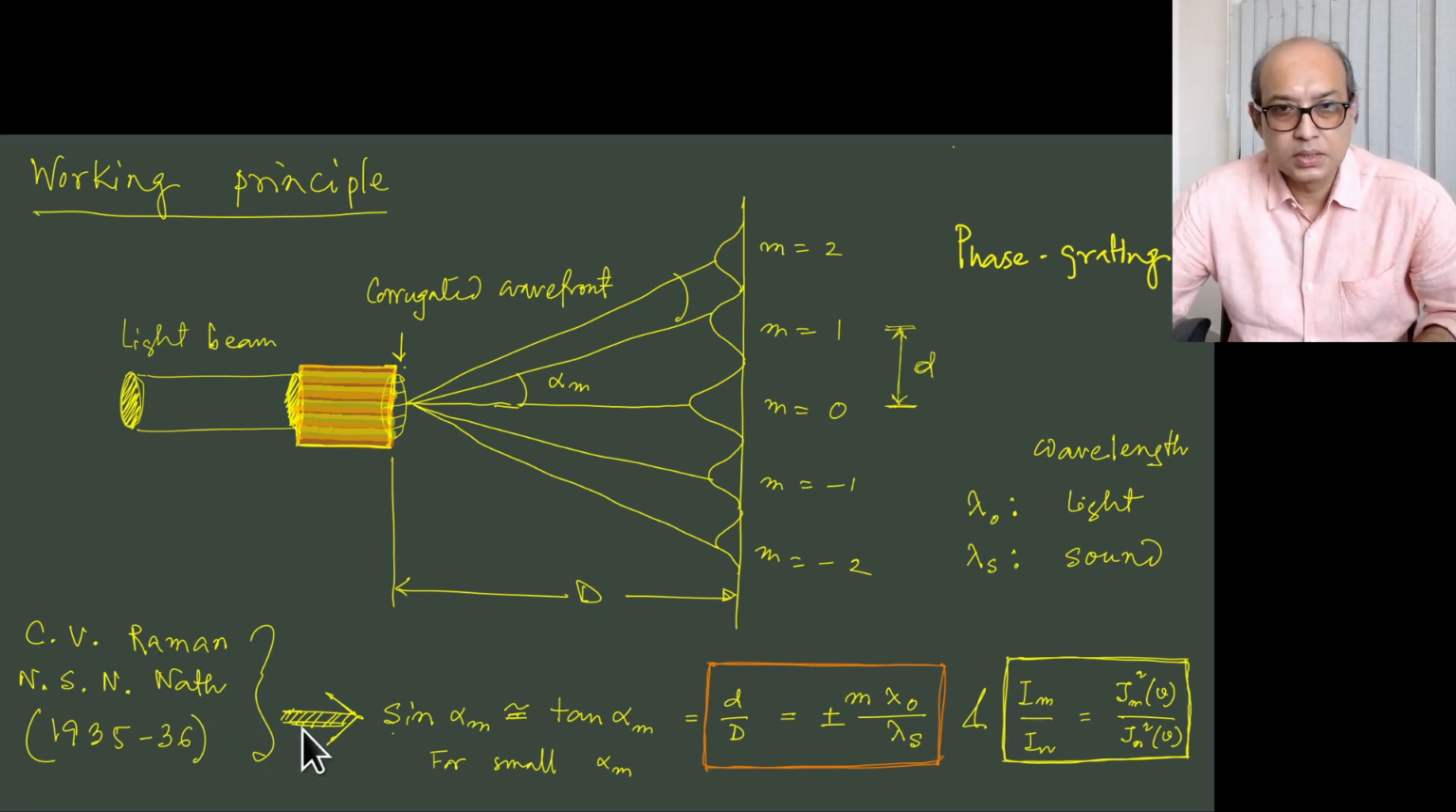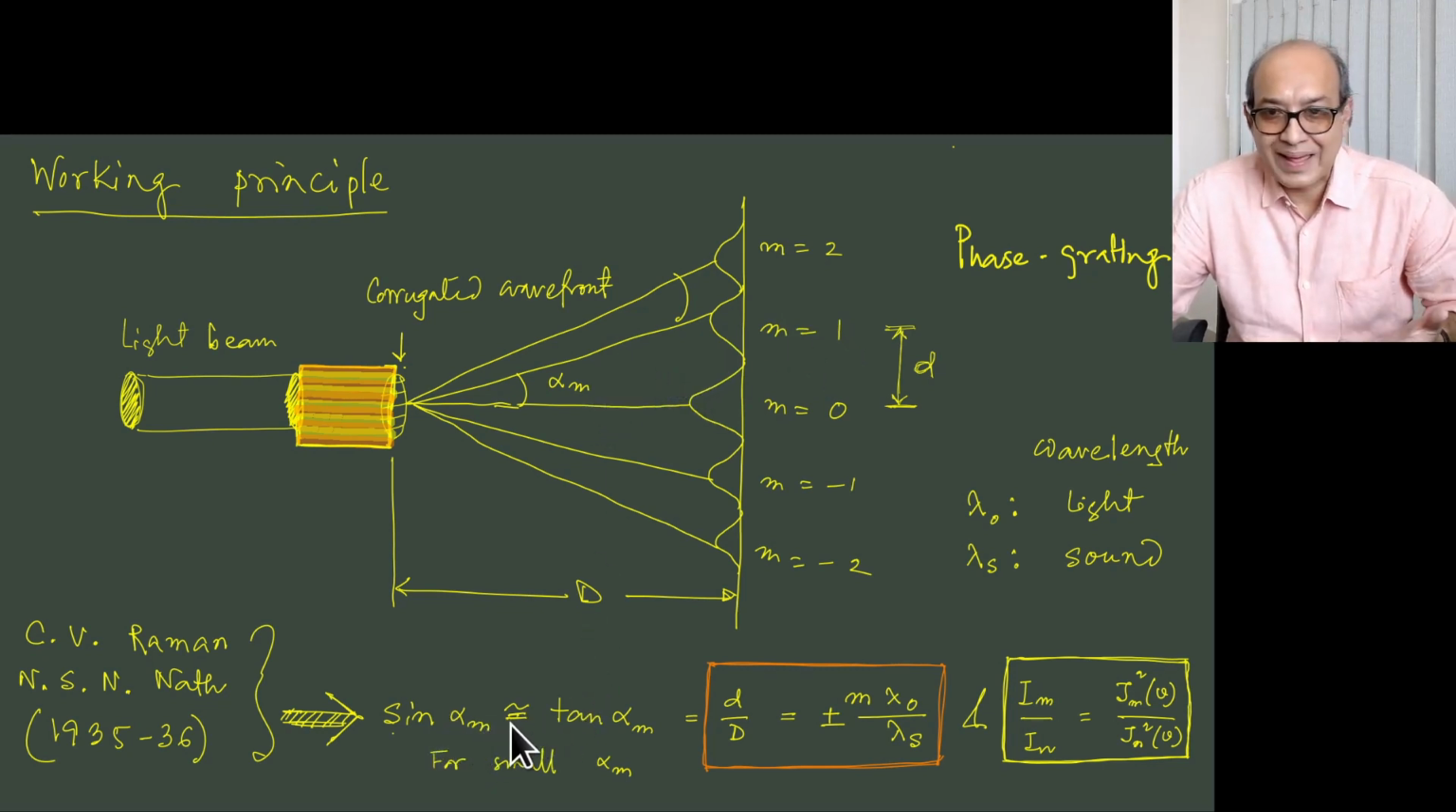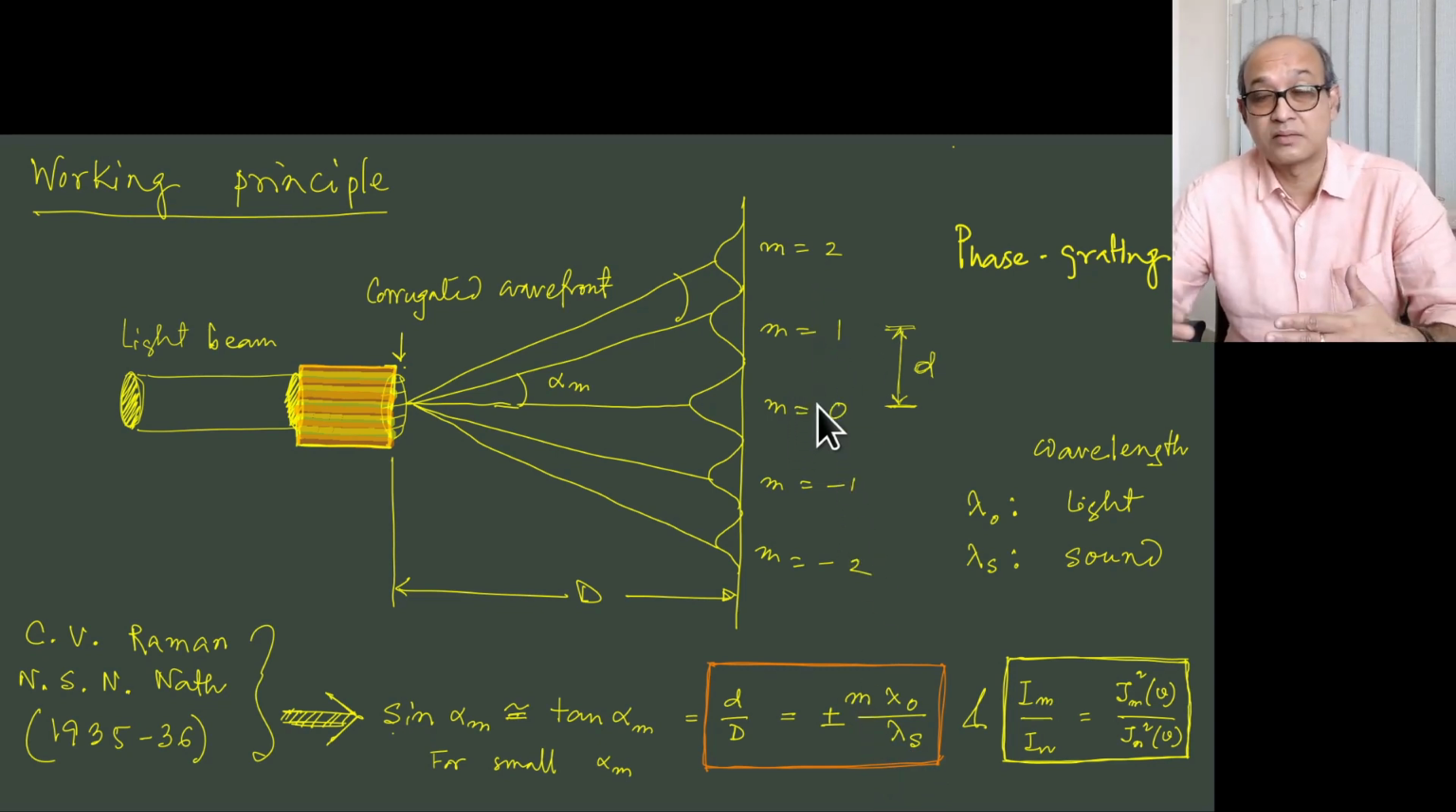Raman and Nagendra-Nath, they showed that the angular position of the mth maxima, let's call it alpha m, is given by sine alpha m is equal to m times lambda naught by lambda s. Lambda naught being the wavelength of the light and lambda s being the wavelength of the ultrasound. Of course, m could be plus or minus, as you will have maxima on both sides of the central maxima, and we give them numbers plus or minus depending on which side they are.